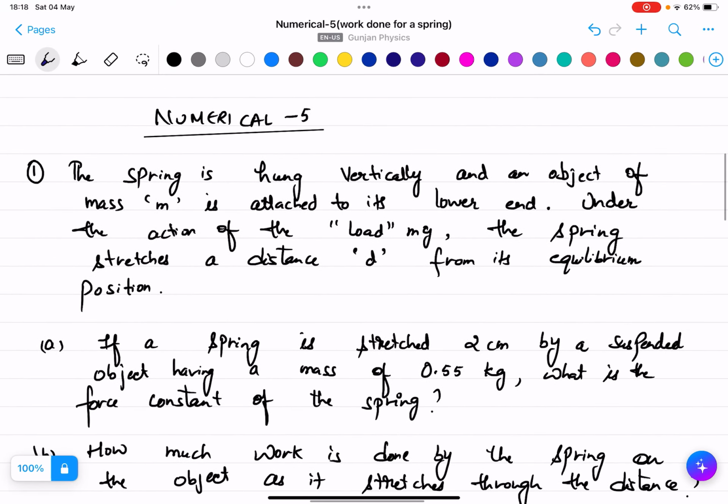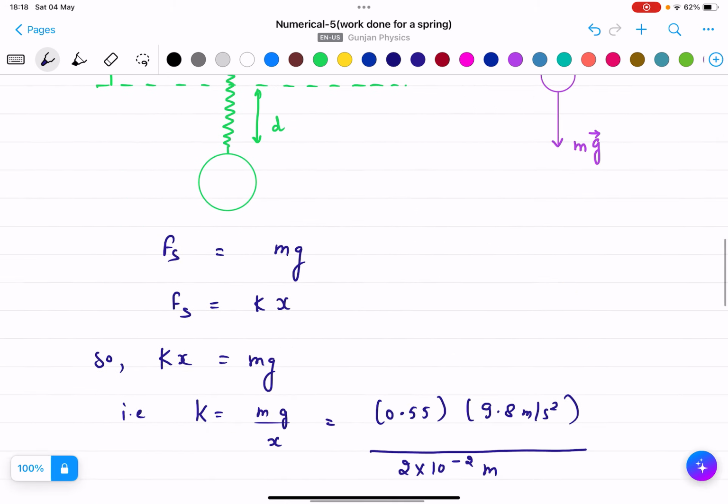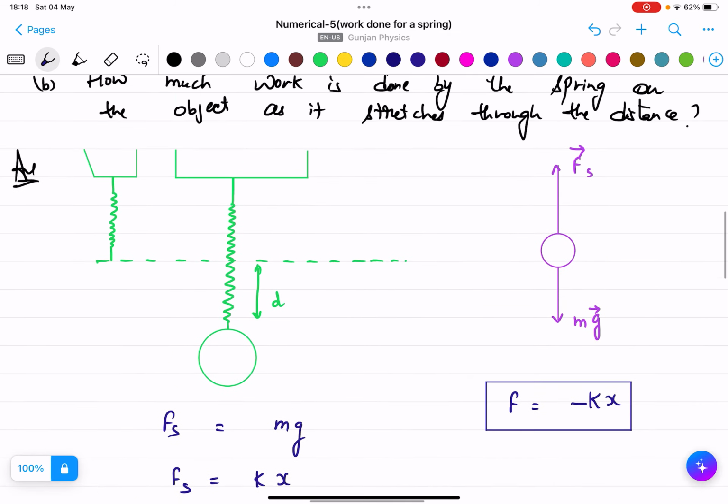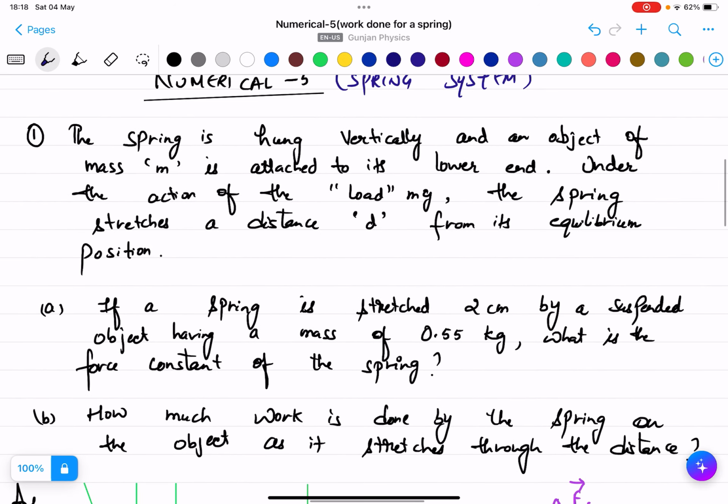Okay, this is a question which is based on a spring system. For a spring system, always remember force equals minus kx. This is the thing you need to remember for a spring system, right? Now, the question asked: the spring is hung vertically and an object of mass m is attached to its lower end. Under the action of the load mg, the spring stretches a distance x from its equilibrium position.